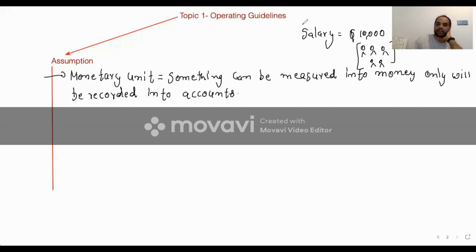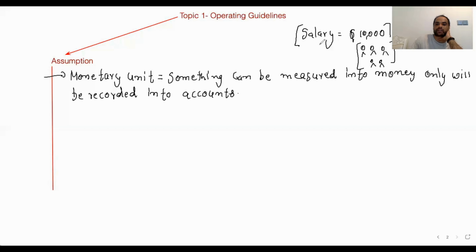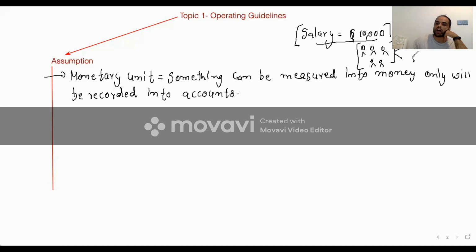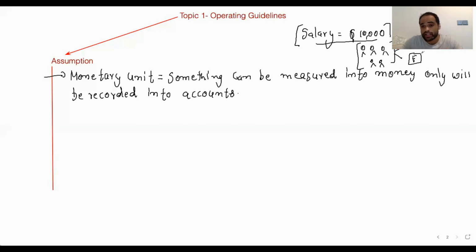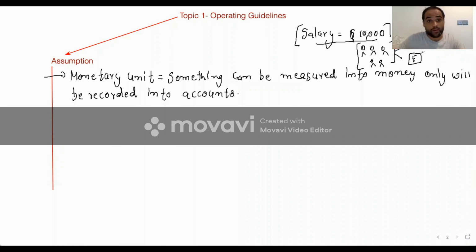So salary is according to money measurement, salary must be recorded. How much is salary, which is your expense, right? In these employees, how many are males and how many are female? Do you think this information is a money measurement, is a money related or monetary related? Of course not. According to financial accounting, not according to management accounting, maybe this information is useful for management accounting to reduce the cost or some other factors.